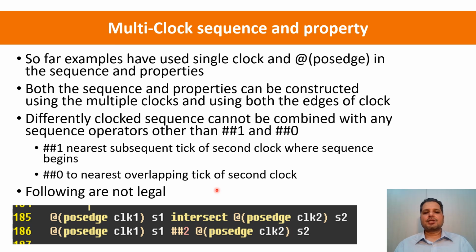and if the nearest overlapping tick is not available, it will become the nearest subsequent tick in real usage. What that means is I cannot do @(posedge clk1) sequence S1 intersect @(posedge clk2) S2. This is not possible, so I cannot use it in this way, and I cannot even do @(posedge clk1) S1 with a 2 clock delay and then @(posedge clk2) the sequence S2. I can only use ##1 or ##0. Only these two operations I can use to combine the different sequences which are using different clocks. So this is one limitation that you have to live with.